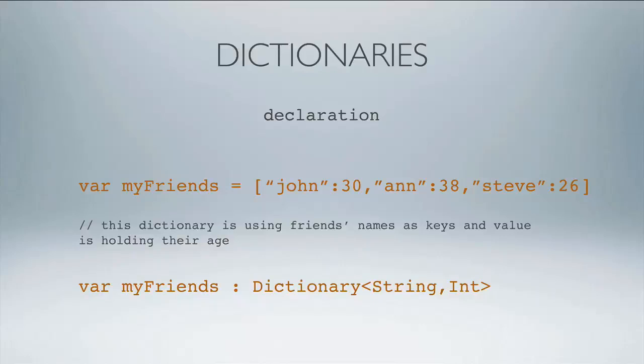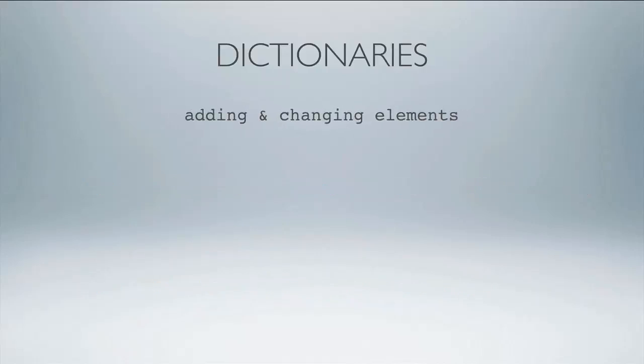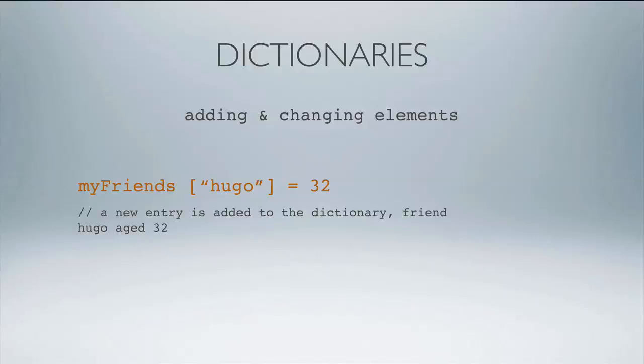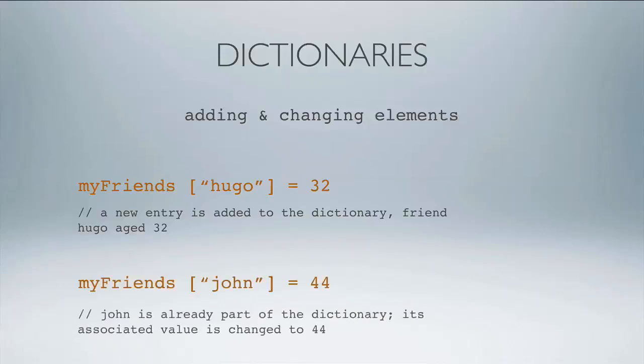It's also possible to declare a dictionary without defining its contents. In this case, though, I'll have to decide what type of data is used for keys and values. To add elements to a dictionary, you just decide the new key and its value. If the key did not exist, like in this case, it's created in the dictionary. If the key was already part of the dictionary, then its associated value will be updated.